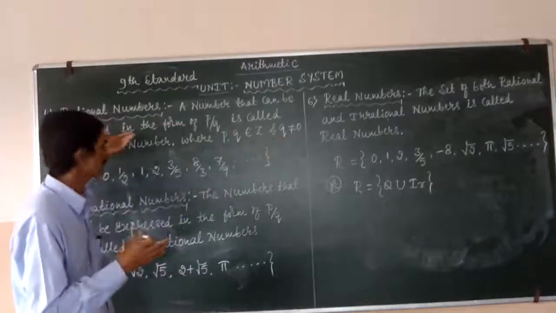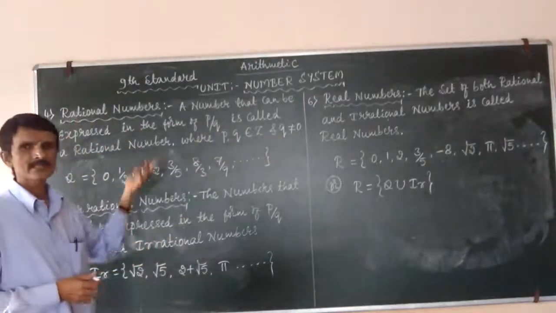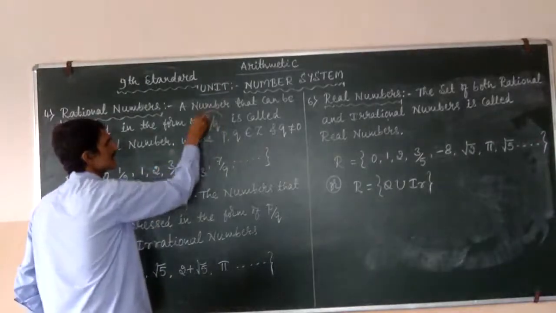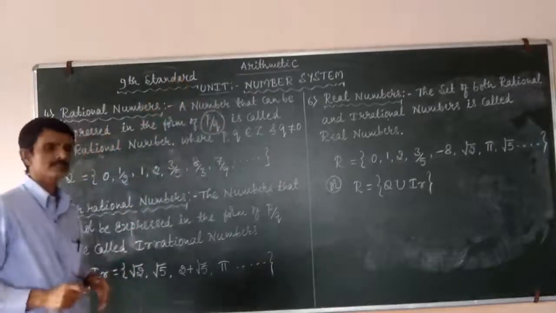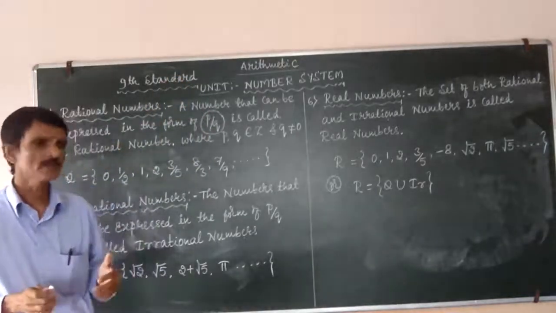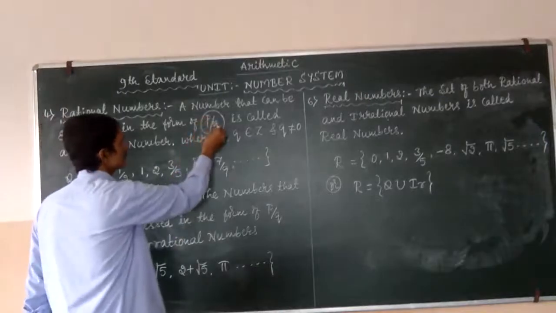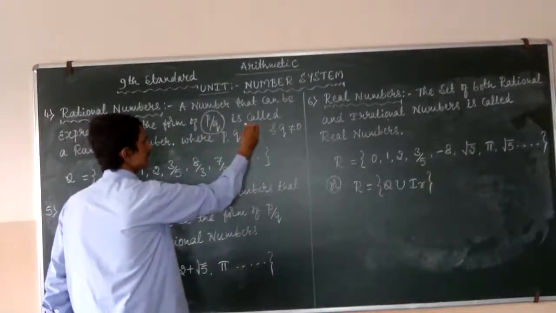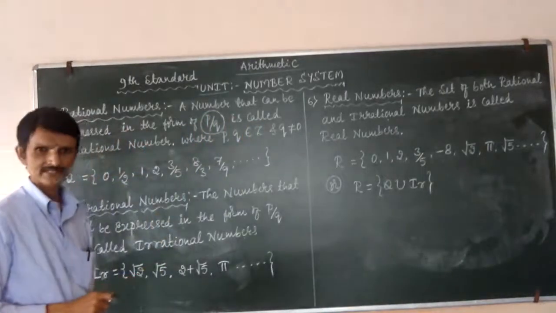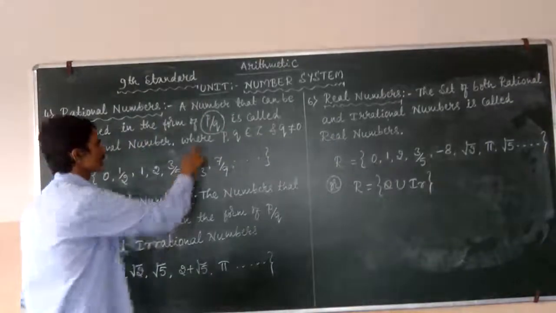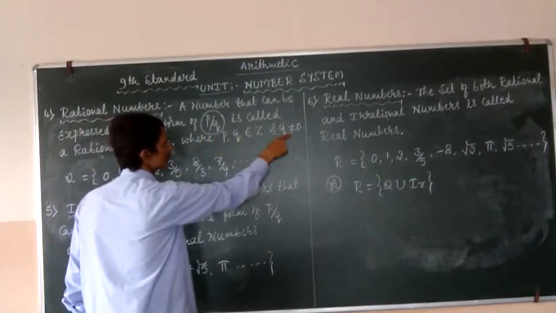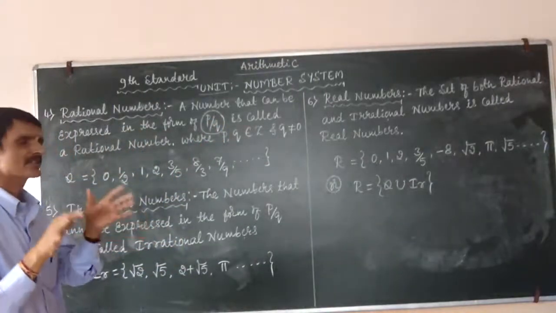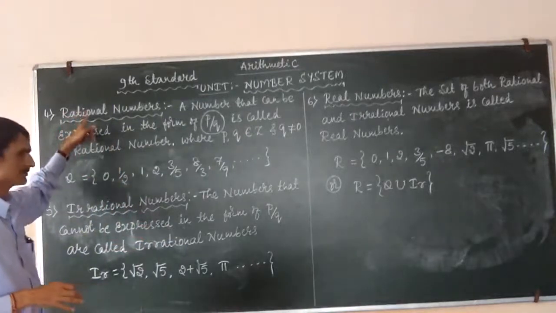Students, understand the concept of rational numbers. They are the numbers which can be expressed in the form of p by q, where p and q belong to the set of integers. Another condition is that q should not be equal to 0. That means the denominator should not be equal to 0. Such types of numbers are called rational numbers.